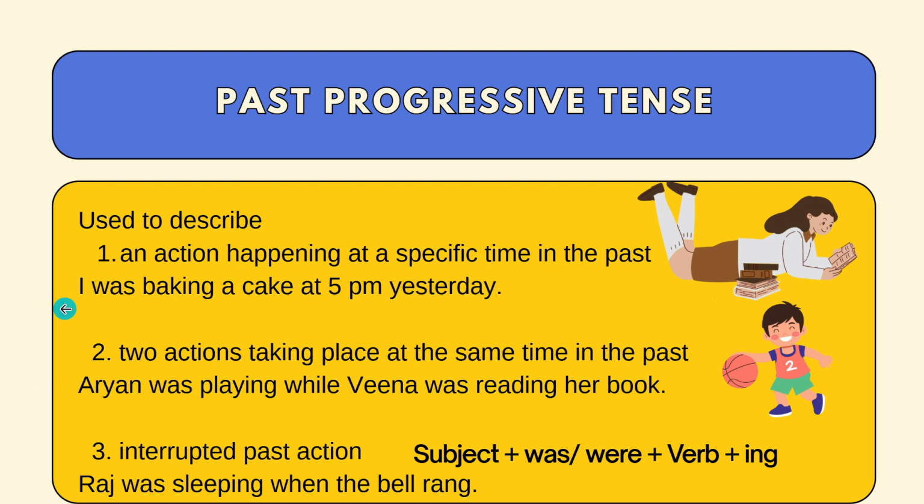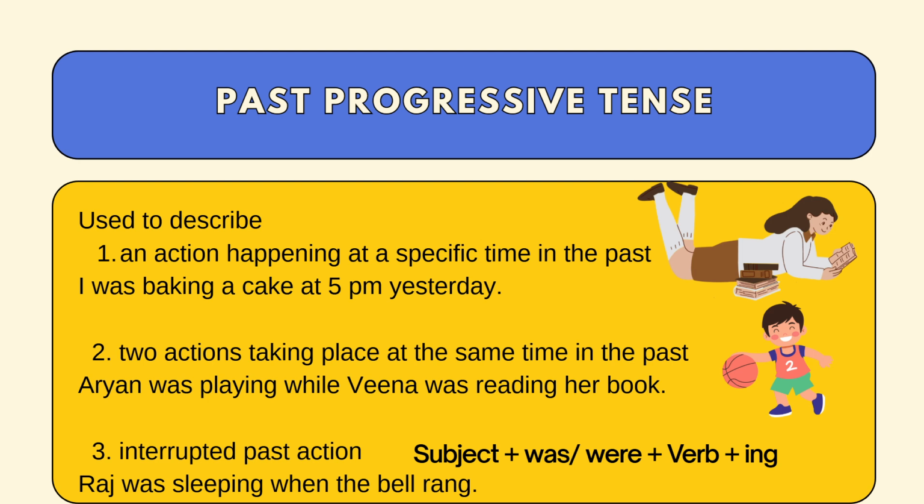It is also used to describe two actions taking place at the same time in the past. Look at the example here. Aryan was playing while Veena was reading her book. Both these actions were taking place at the same time. So we use past progressive tense for this as well.